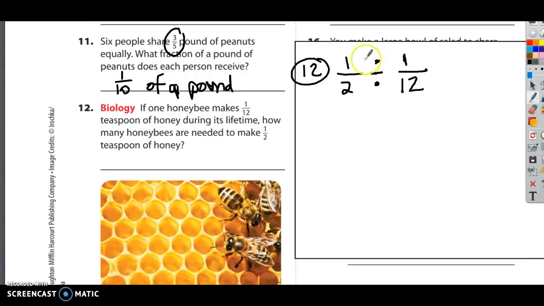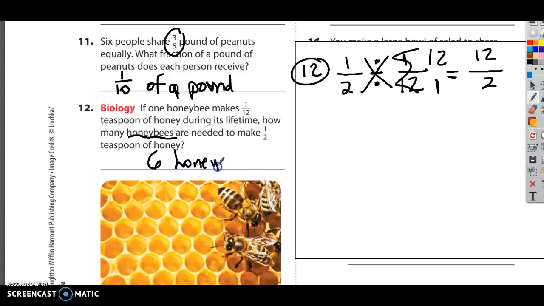So I've got my rule of multiply by the reciprocal. So this is 12 over 1. And I've got 1 times 12 is 12, and 2 times 1 is 2. And 12 divided by 2 is 6. The question was, how many honeybees? So the answer is 6 honeybees. Okay, let's move on.